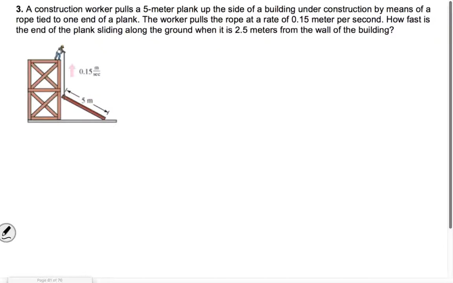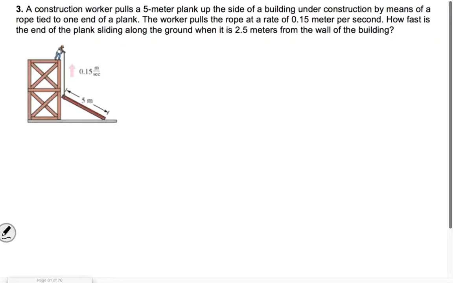All right, this one's kind of a weird situation, kind of like the ladder problems. Okay, so this one says a construction worker pulls a 5-meter plank up the side of a building under construction by means of a rope tied to one end of the plank. This seems so incredibly dangerous. Every year I do this problem, I'm like, why would someone do that? Just hanging over the side. All right, there's probably some kind of pulley or something that's helping with this. So the worker pulls the rope at a rate of 0.15 meters per second. How fast is the end of the plank sliding along the ground when it's 2.5 meters from the wall of the building?